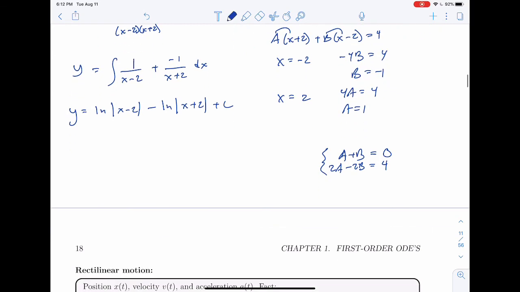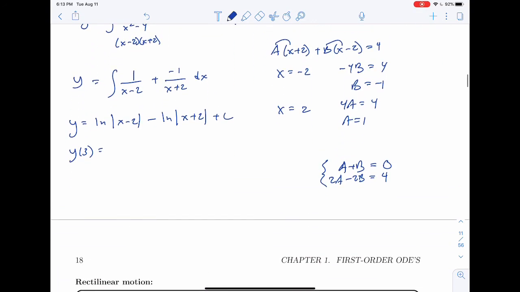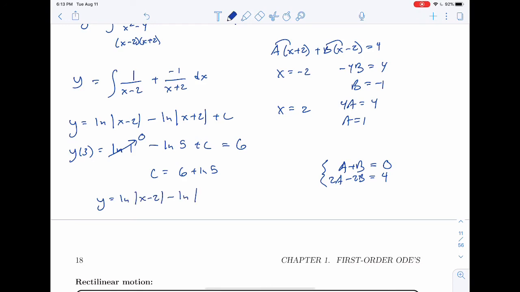And plug in some stuff, right? Just plug in y of 3. Y of 3 equals 6, yeah. So that's ln of 1, that's 0, minus ln of (3 plus 2), which is ln 5. And that whole thing equals 6. So then c is 6 plus ln 5. So we're done. So y is equal to ln(x minus 2) minus ln(x plus 2) plus ln 5 plus 6.